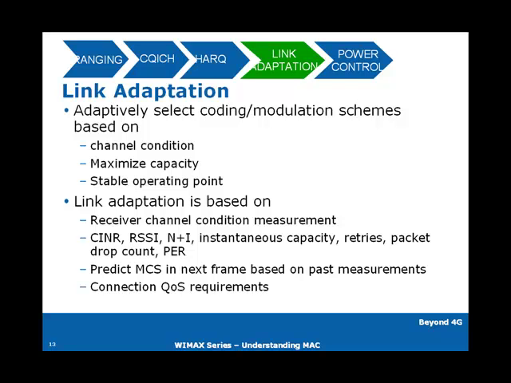Or it can also be based on prediction of MCS in the next frame, and also has a relation to QoS requirement. So mobile WiMAX supports automatic link adaptation, and link adaptation helps to improve capacity of a sector, and the adaptation of link is a function of one of those things, or number of conditions like CNR, RSSI, QoS requirement, and PER.